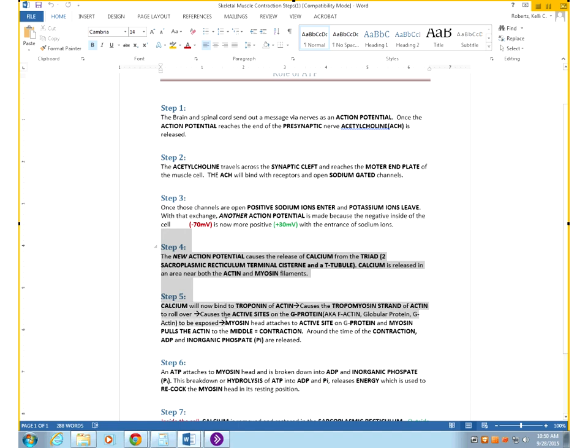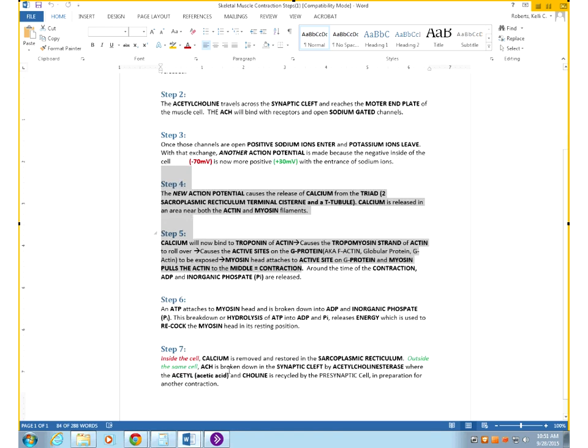We've really only talked about from step 4 to the top part of step 5. So that's really all we've gotten to. But we will talk about steps 1 through 3 and steps 6 and 7 again. We just started in the middle because we were already talking about actin, myosin filaments, and so forth.